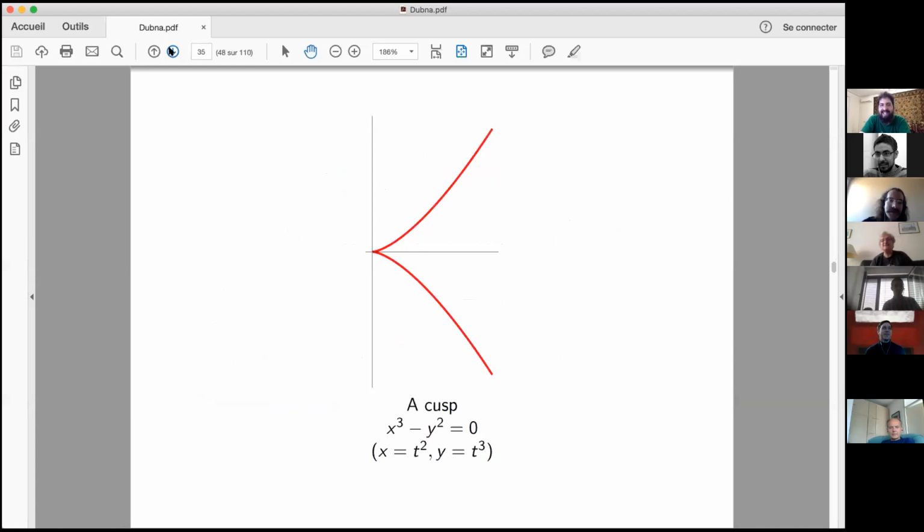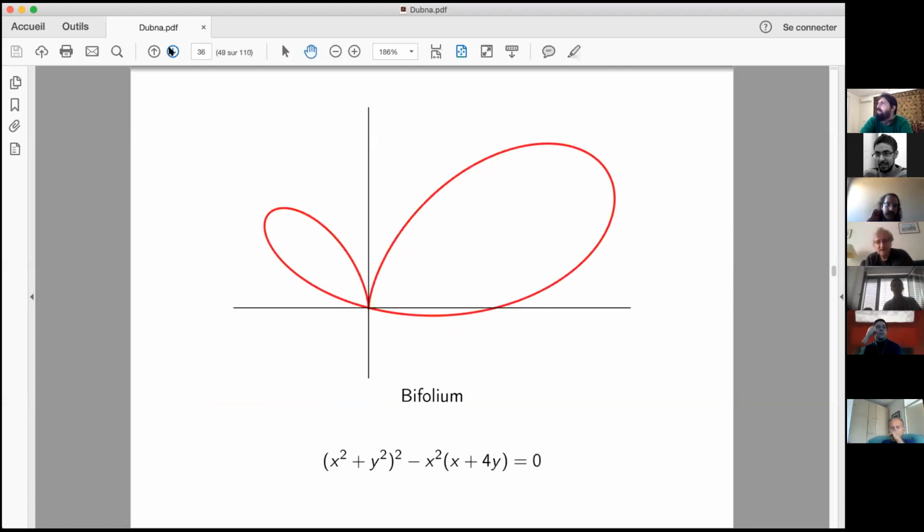Okay? Oh, here's an example. Here's the curve x cubed is equal to y squared. It's called a cusp. And you see that you can parameterize it by writing x is equal to t squared and y is equal to t cubed. Very simple example. Here's another example. This is called a bifolium. You see the equation is written here. It's x squared plus y squared minus blah, blah, blah. And you see that this algebraic curve has a singular point at the origin. And at the origin, you can see 4 half-lines going out of the origin.